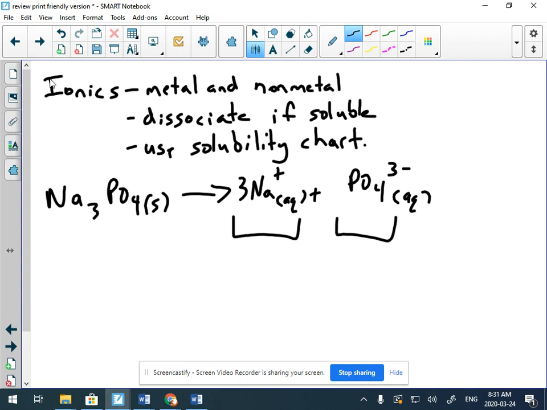If you have something that's not soluble, like silver chloride, for example, it does not break up, it stays silver chloride. No dissociation.